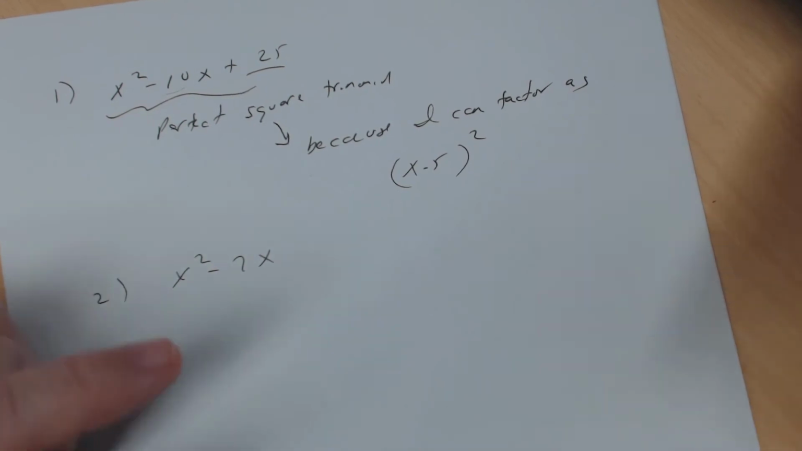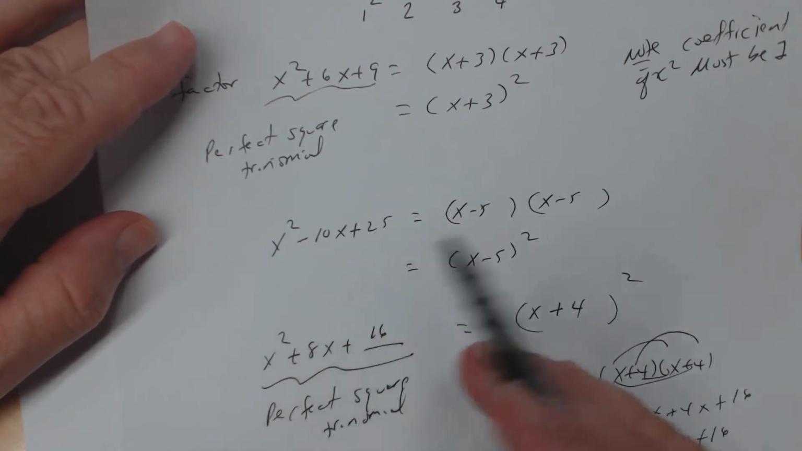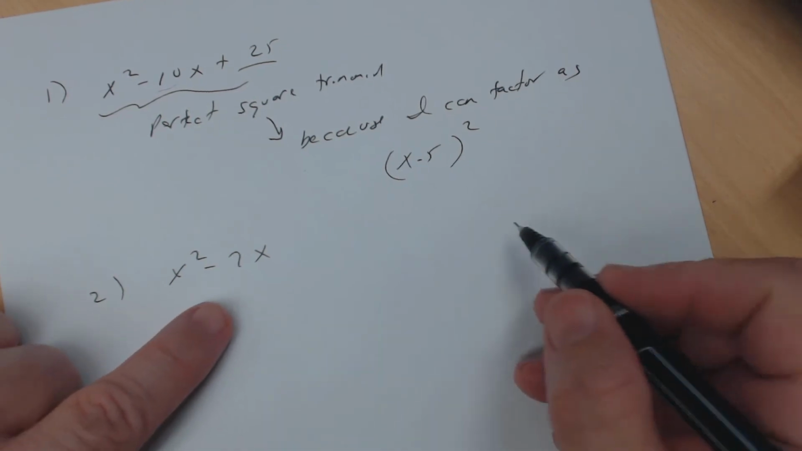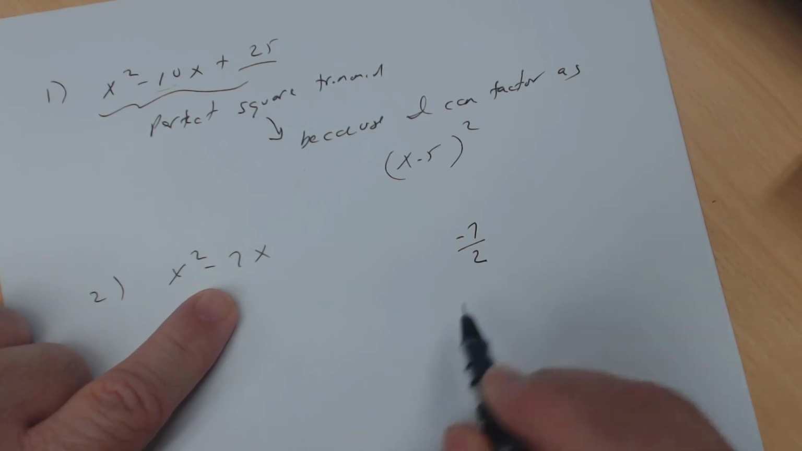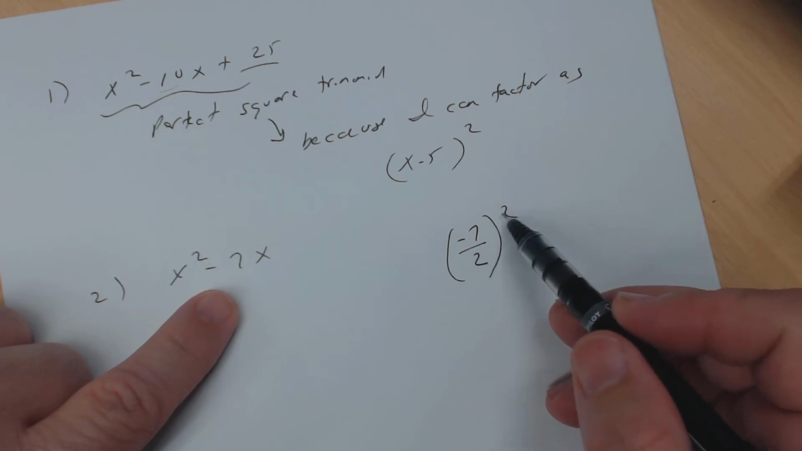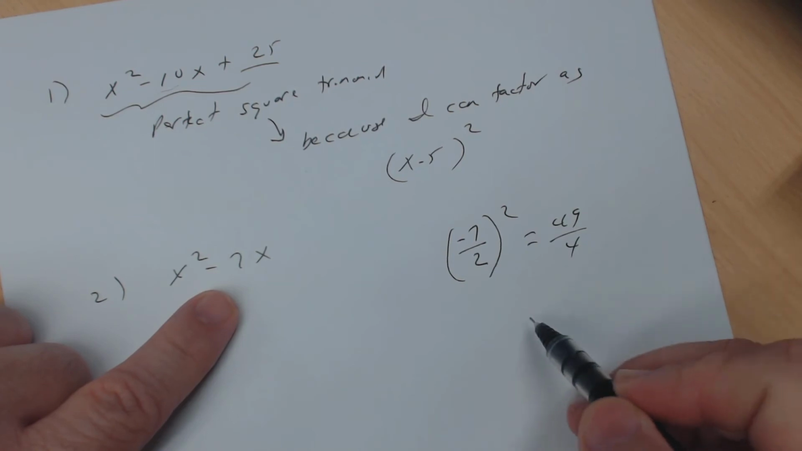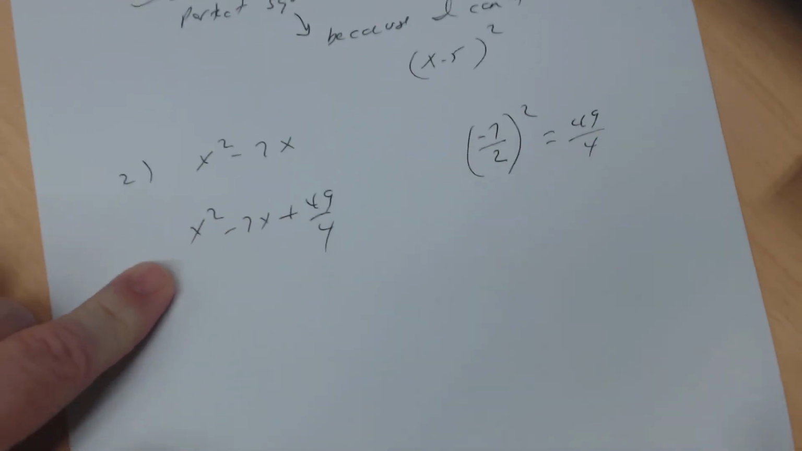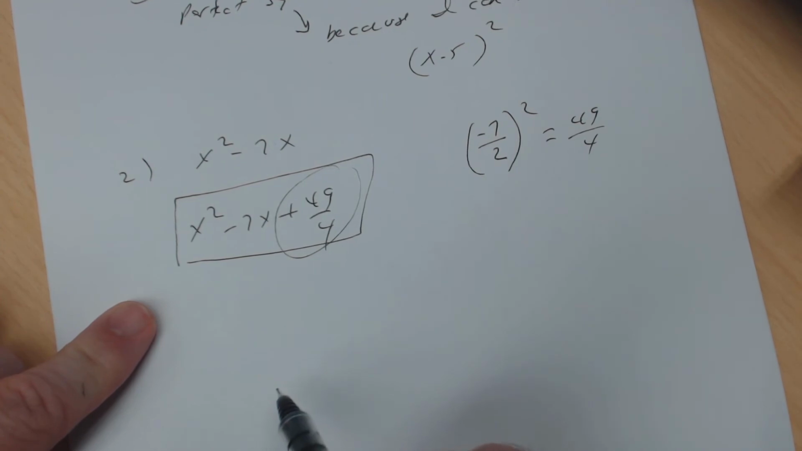So, remember what we did. We took b and divided it by 2. Once I divide by 2, I square. But remember, the coefficient of x squared must be 1. It is here. So I take b, which is negative 7, divide it by 2, and then square. Negative 7 times negative 7 is 49, and 2 times 2 is 4. So that becomes x squared minus 7x plus 49 over 4. So there's your answer. This is what you need to add.